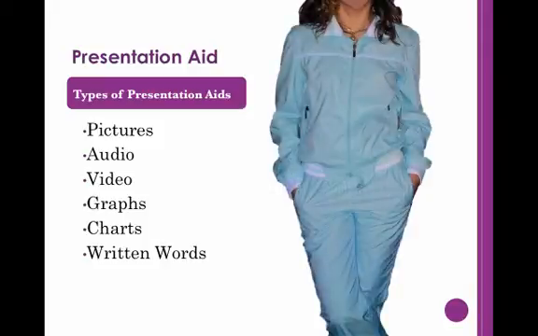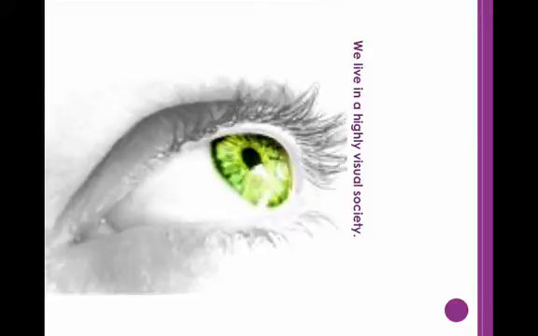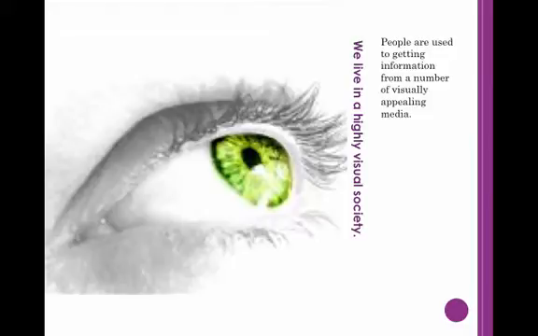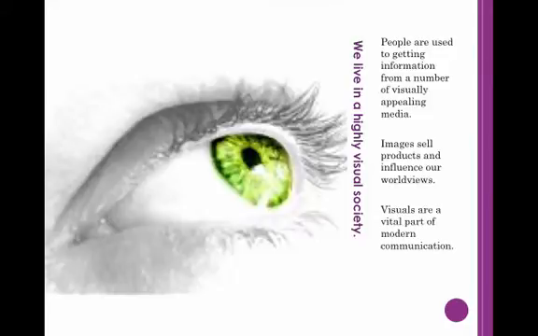For example, if you were discussing a new line of athletic apparel, you could use yourself as a visual aid. You might decide to dress in the clothing to show it while keeping the audience's attention on you. We live in a highly visual society, and we get our information from a number of visually appealing media. TV, the internet, and product ads all get people's attention with visual rhetoric. Images sell the products we buy and influence our worldviews. Visuals are therefore a vital part of modern communication, especially when addressing a large audience.